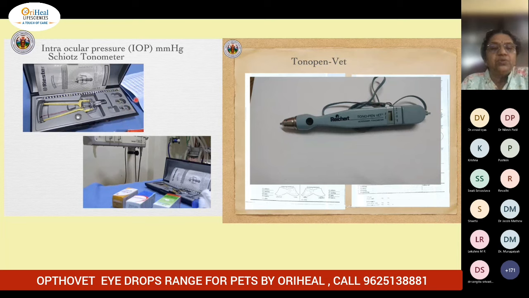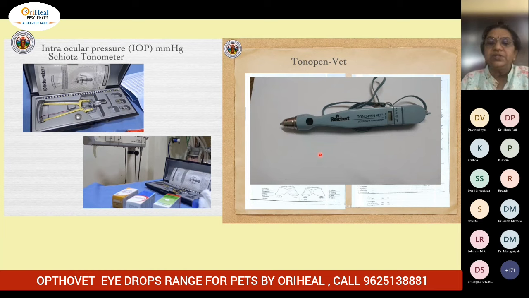One advantage of the Schiotz tonometer is you have to raise the animal's head and then do the test. These are the various cleaning instruments, cleaning brushes you find with the Schiotz tonometer. I always prefer to use an antibiotic also. Immediately I clean the foot plate of the Schiotz tonometer with an antibiotic and then proceed. The Tonopen is also there, which is a little costly, and it is highly sensitive to touch, so you must be careful if the next person is using it. This is the area where you normally touch, press, and then look for the readings.